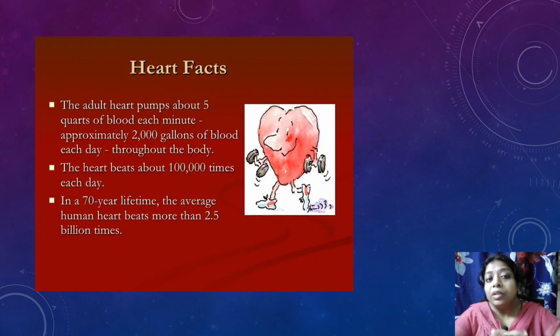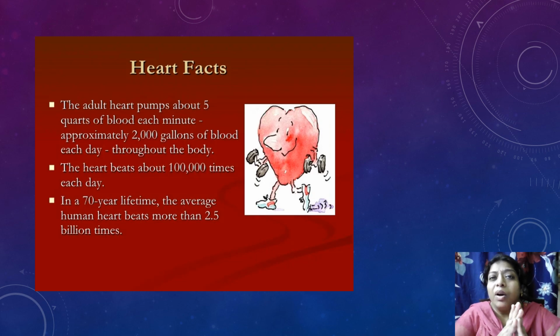Let's get into the heart facts. Let's see about the heart facts. The heart pumps about 6,000 to 7,500 liters of blood in a day. So the average blood which is pumped by the heart in a day is 6,000 to 7,500 liters. And the heart is situated exactly in the center of the chest.